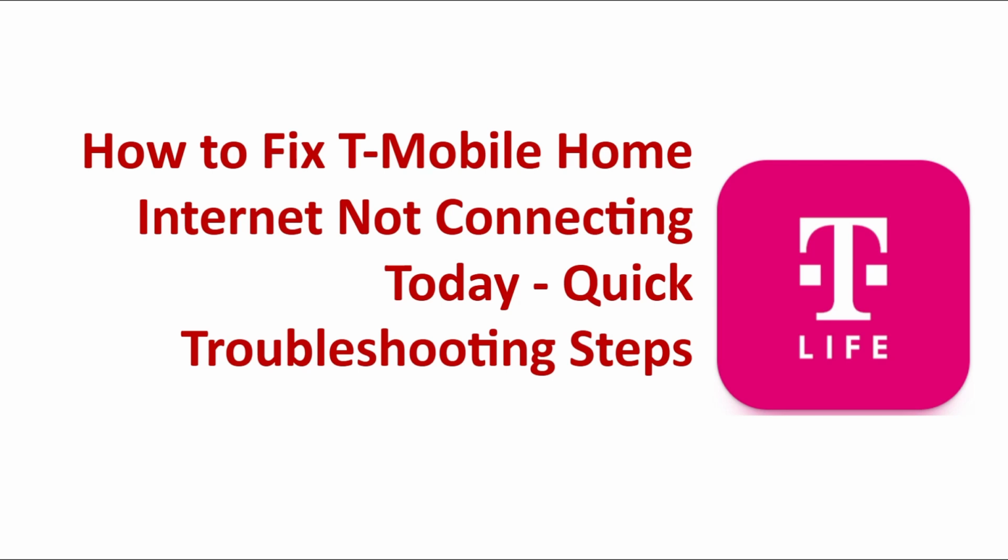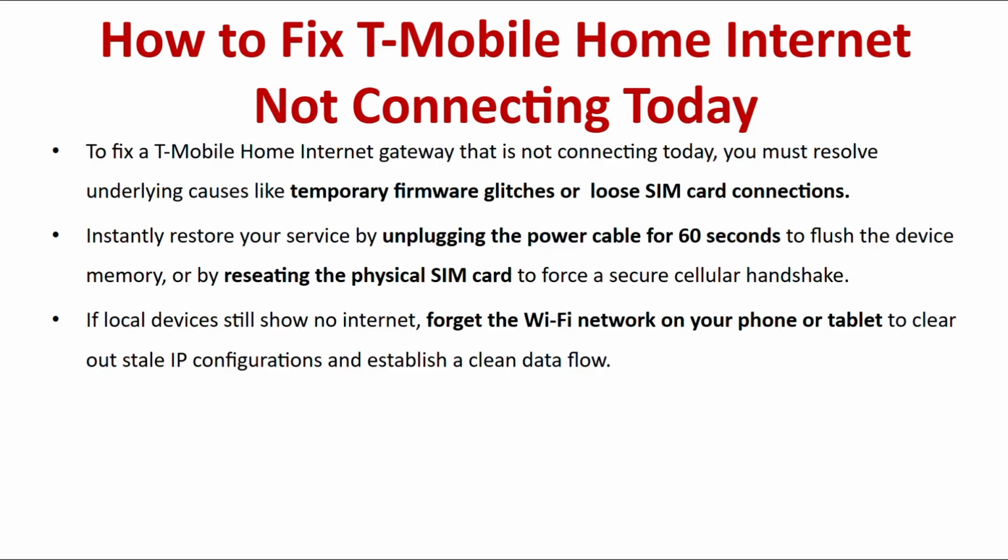Today in this video we are going to see how to fix T-Mobile home internet not connecting today. Quick troubleshooting steps. To fix the T-Mobile home internet gateway that is not connecting today, you must resolve underlying causes like temporary firmware glitches or loose SIM card connections. Instantly restore your service by unplugging the power cable for 60 seconds to flush the device memory or by resetting the physical SIM card to force a secure cellular handshake.